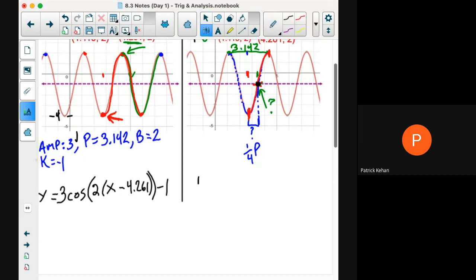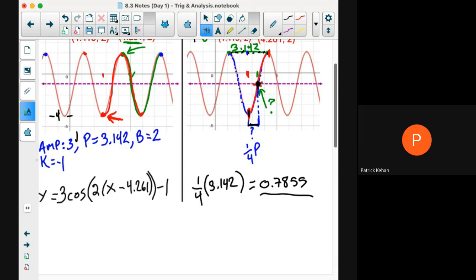So we take 1/4 of 3.142. On my calculator, that's going to give me 0.7855. So I know that the horizontal distance between this minimum point and this point at the line of oscillation is 1/4 of this whole period right here. And that value is 0.7855.